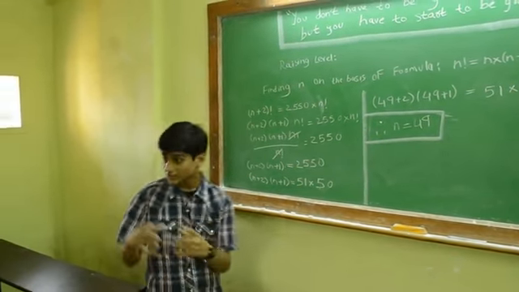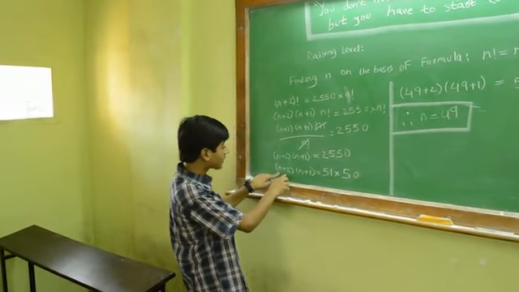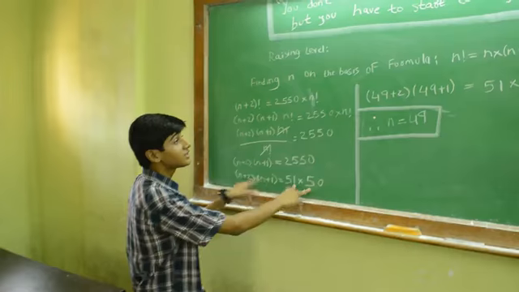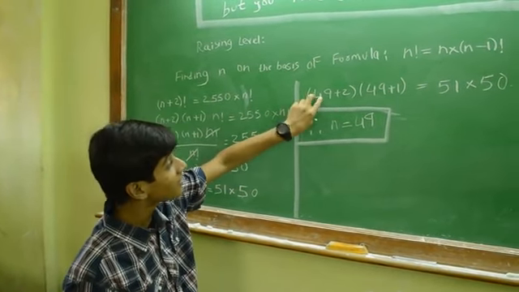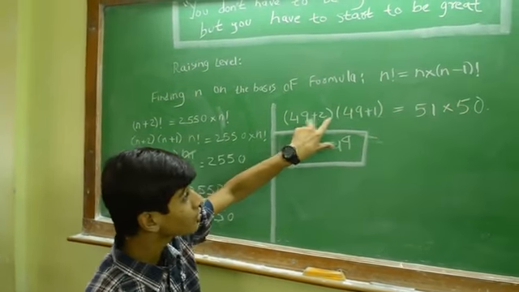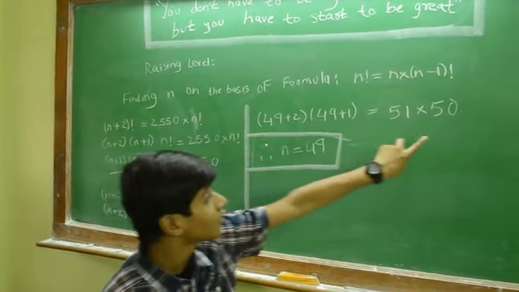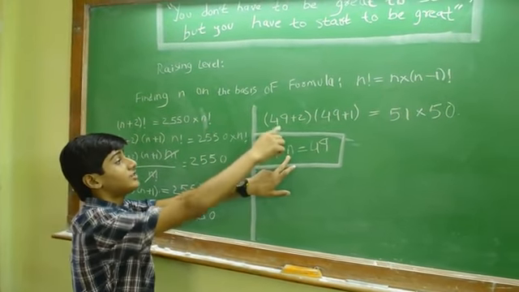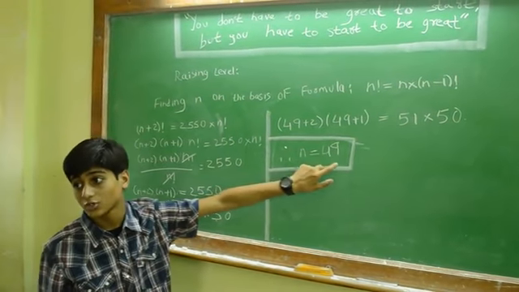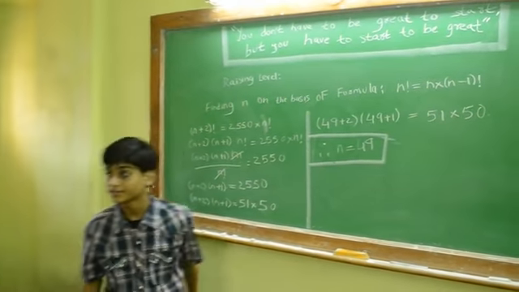Now we have to arrange n in such a way that its product is equal to this. So if we put 49 instead of n, replacing n by 49, we will get 49 plus 2 equals 51 and 49 plus 1 equals 50. So our replacing n is 49, so the value of n equals 49. That is our final answer.